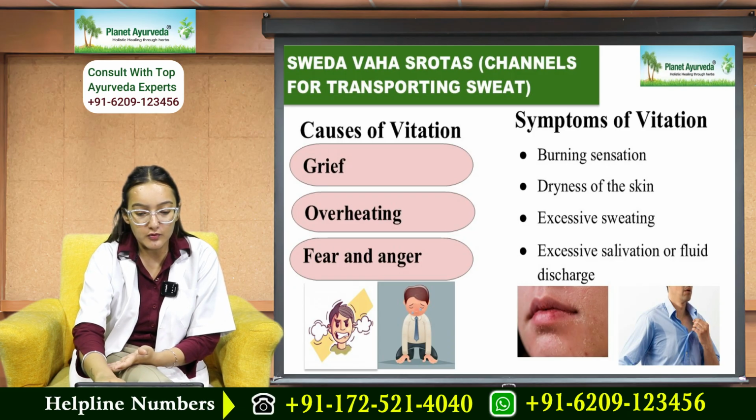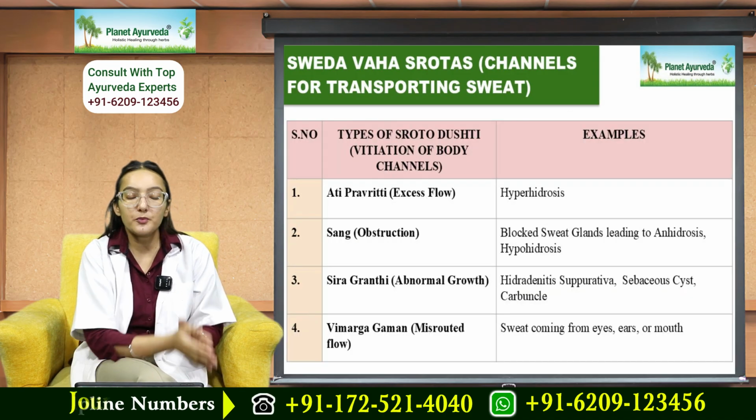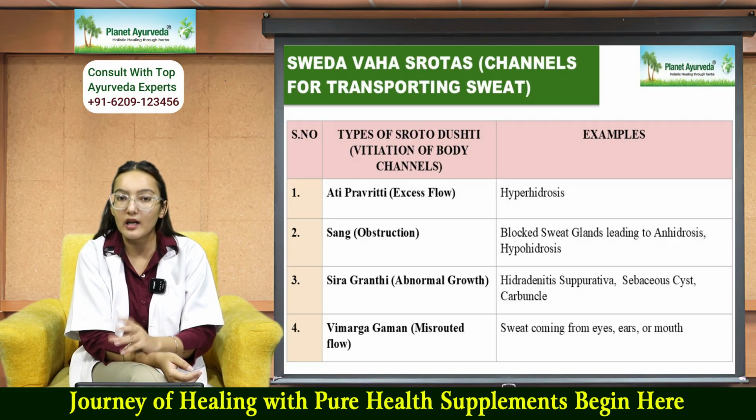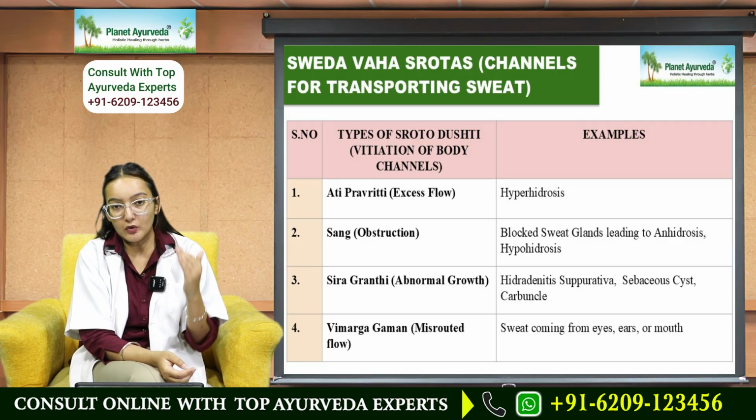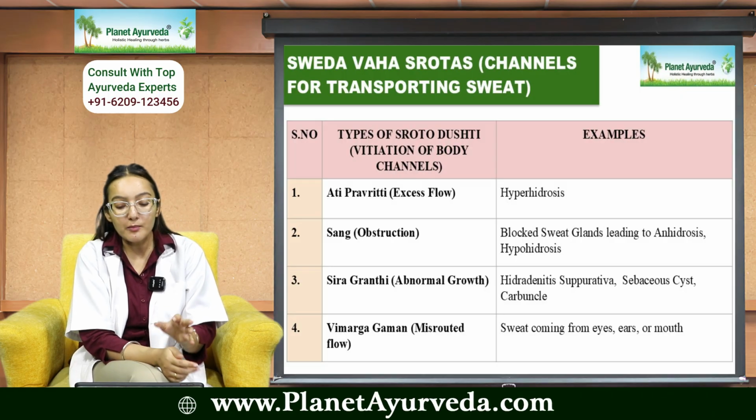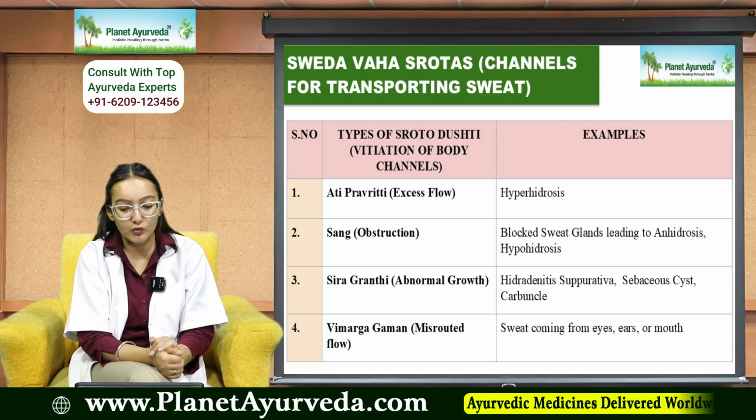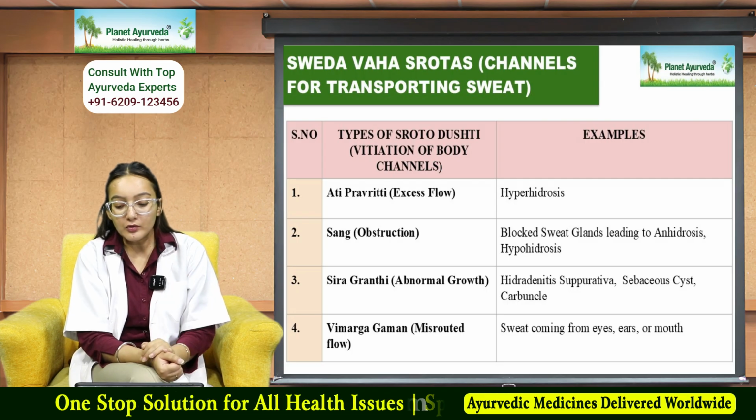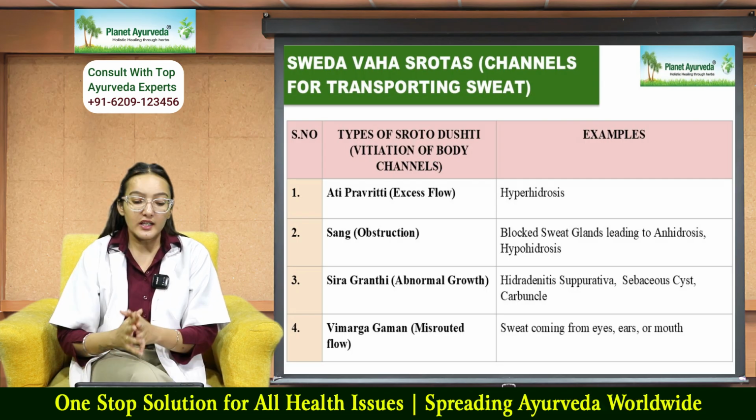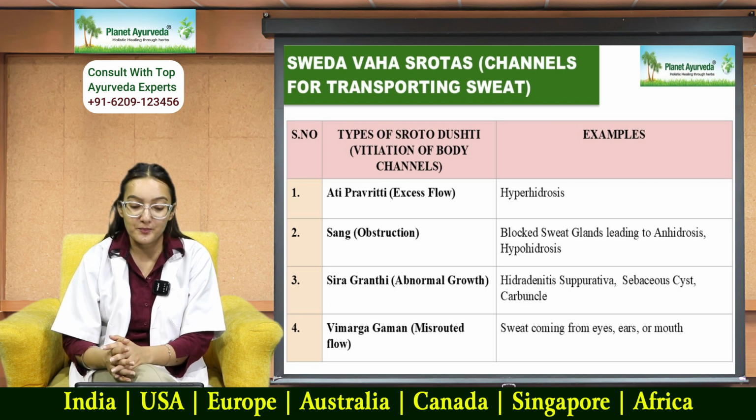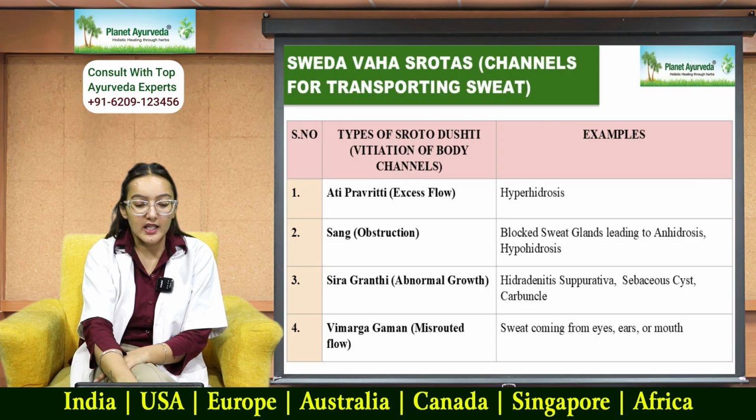Now comes the types of Srota Dushti related to the Swedvaha Srotasa. Ati Pravriti, whenever there is excessive flow, one may experience oversweating, known as hyperhidrosis. Whenever there is obstruction, there will be no sweating or very little sweating. No sweating means anhidrosis, less sweating means hypohidrosis. This is due to blocked sweat glands. If there is abnormal growth or Sira Granthi, it may lead to conditions such as hidradenitis suppurativa, sebaceous cyst or carbuncles. Whenever there is misrouted flow or Vimarga Gamana, sweat may come from the eyes, ears or mouth. These are some examples of types of Srota Dushti in Swedvaha Srotasa.